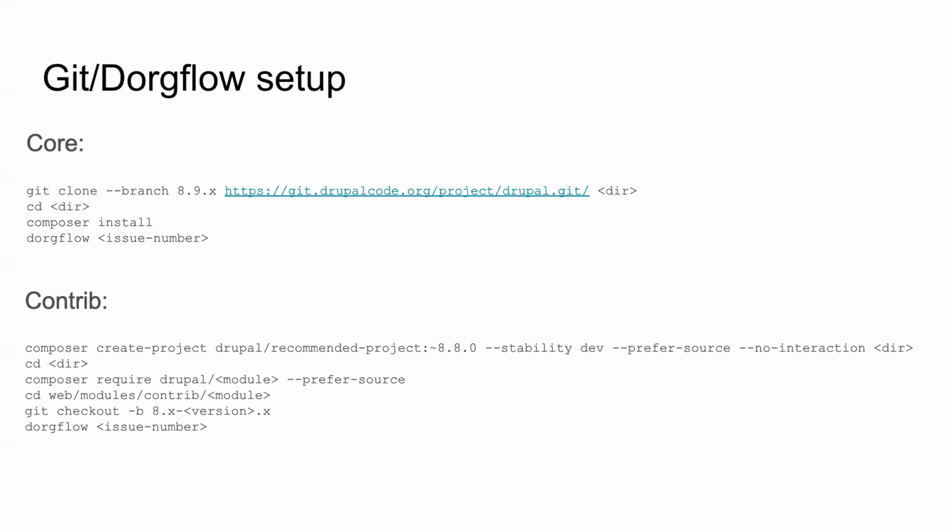This slide provides examples of using Dorgflow to begin work on a new issue. In the case of both Contrib and Core, the process is to clone the Git repository for the project, check out the current development branch. Running Dorgflow with an issue number as an argument will cause Dorgflow to access the Drupal.org API, create a branch named with the issue number and title, and then download and apply any existing patches in the issue as separate commits, allowing you to begin work wherever someone else may have left off.